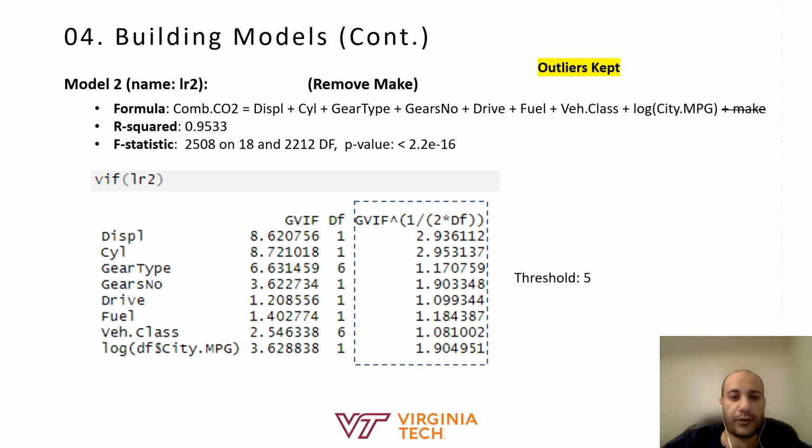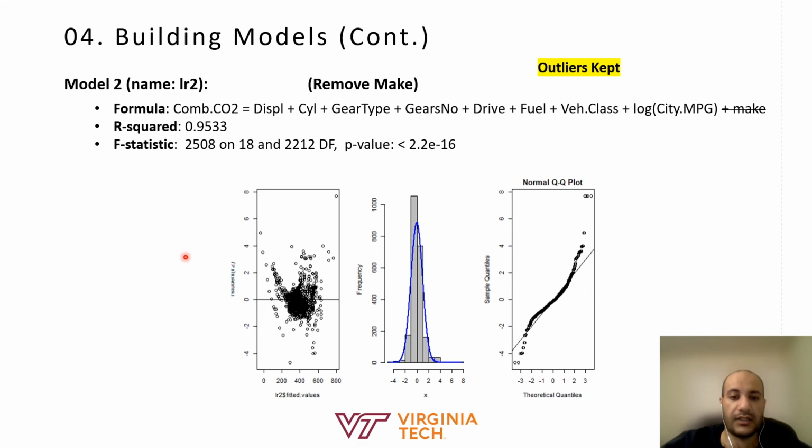For the second model, I removed the make variable and did the same analysis, and this time the R square was 0.953, which is a little bit lower as expected. However, the F statistic is 2500 this time, and the p-value is very low. Here is the error analysis. Again, you can see the same trend in the dataset and the same trend in the error analysis. The error is almost normally distributed, but the tails are a little bit off.